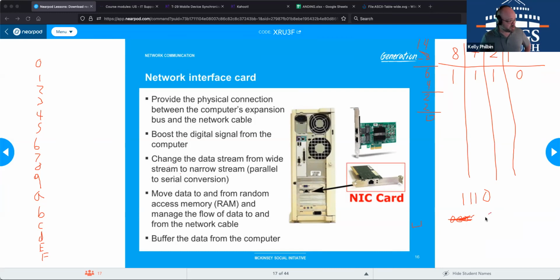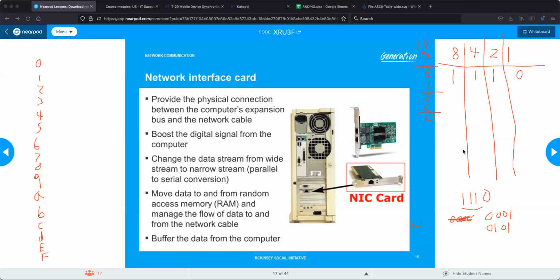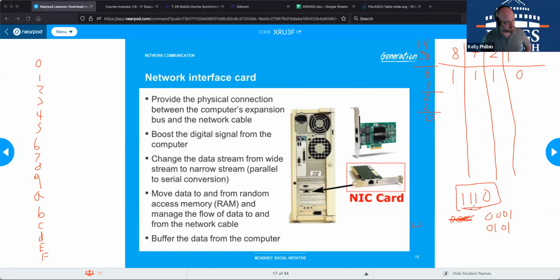So 1, which would be 0, 0, 0, 1, and 0, 1, 0, 1. So you wouldn't be able to tell the difference between all. Do it in bytes. You have to do it in bytes. Yeah, there we go. So you wouldn't be able to tell the difference between this and these two together. Here's the binary for 15. Here's the binary for 1 and then 5.